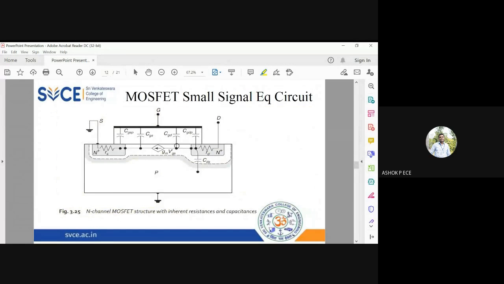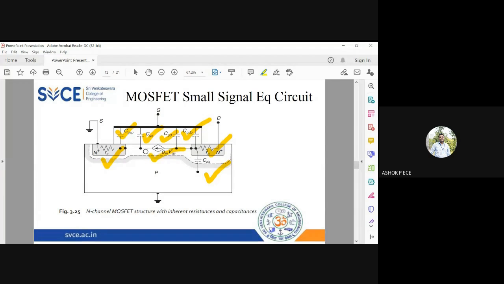So you see here, this should be clear to you. You have your source resistance Rs, you have your drain resistance Rd, and you have the capacitance between drain and substrate CDS. You have the capacitance between gate and source CGS. You have the capacitance between gate and drain CGD. You have one more parasitic capacitance called CGDP and CGSP, which is going to be the parasitic or overlap capacitance. And as usual, you will have the current source gm into V'GS.